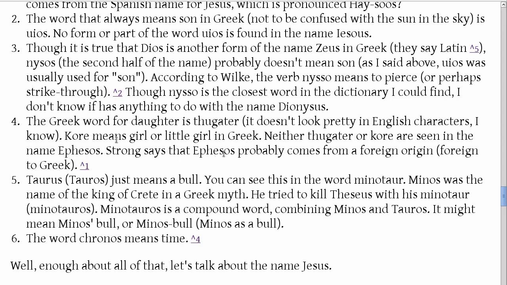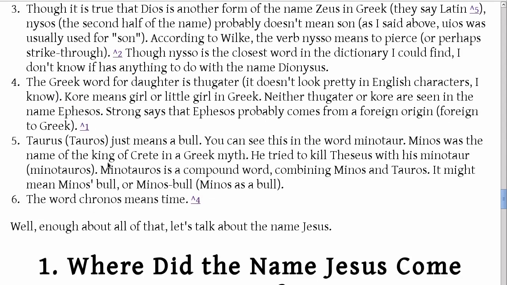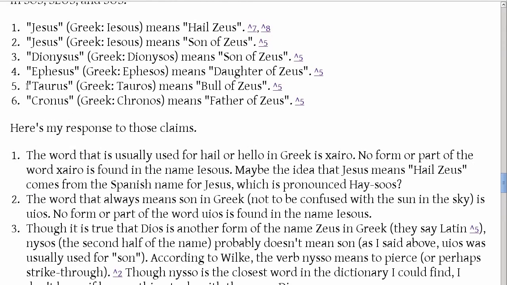Strong says that Ephesos probably comes from a foreign origin, foreign to Greek. So again, kore and thugater and kore are not seen in Ephesos at all. At all. Five, which is an answer to this. Taurus means bull of Zeus.